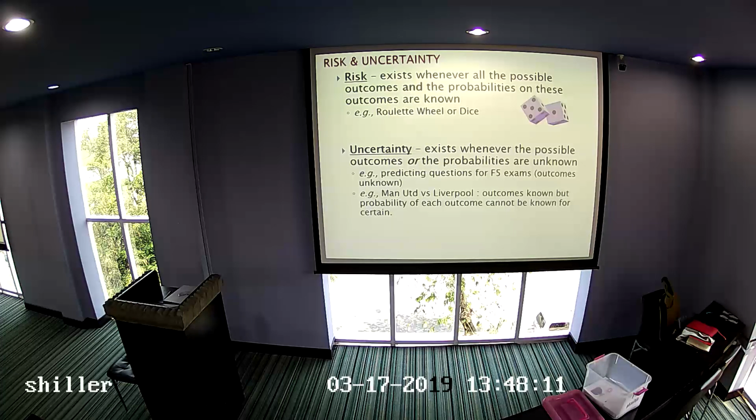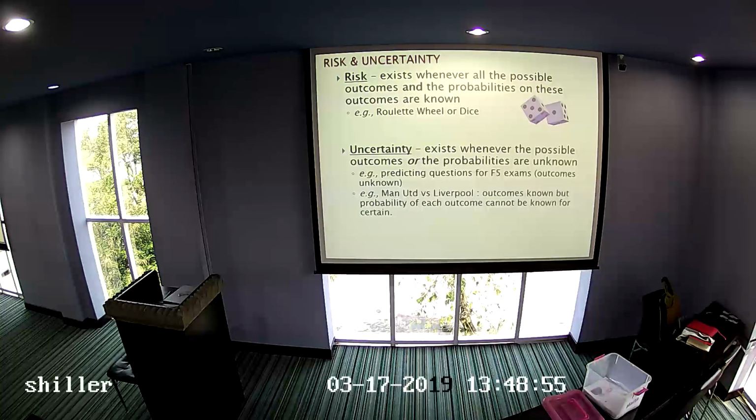The uncertainty is something that you know something will happen, but the possible outcome you do not know, or the probability you don't know. Okay? Example, the F5 exam, right? You know there's an F5 exam, but you don't know what is the outcome. You don't know what is the question that's going to come out, so you don't know what is the probability, correct? Or you have a game between Manchester United and Liverpool. You know there's a game, but you will not know what is the outcome or even the probability, right? Okay, so that is what we call uncertainty.